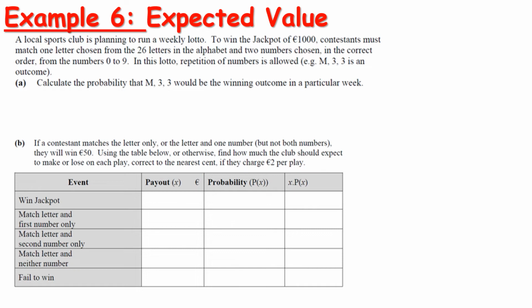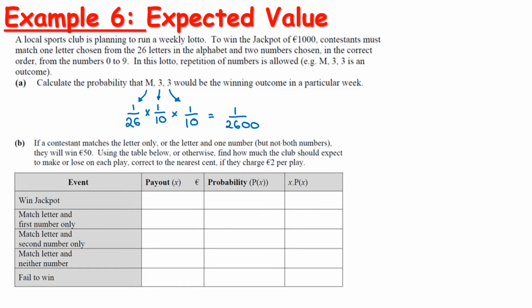So this is just asking us, what is the probability of winning? The chance of us winning is going to be the chance of us picking the right letter. There are 26 letters in the alphabet, so we have a 1 in 26 chance. There are 10 digits because we're including 0, so we have a 1 in 10 chance of picking the right number and another 1 in 10 chance of picking the right number again. So we get the right letter and the right number and the right number again. So the probability of winning this is 1 over 2,600.